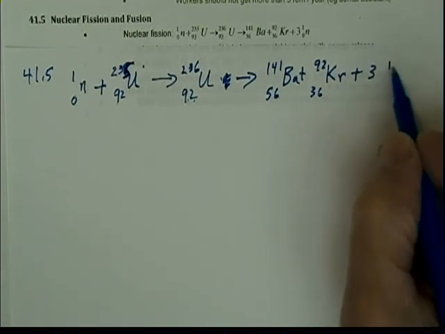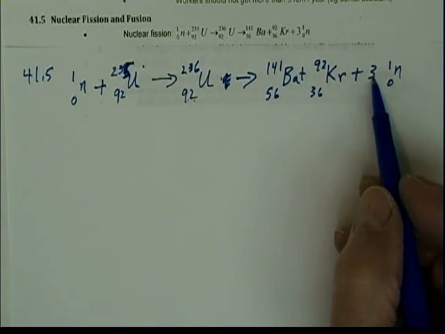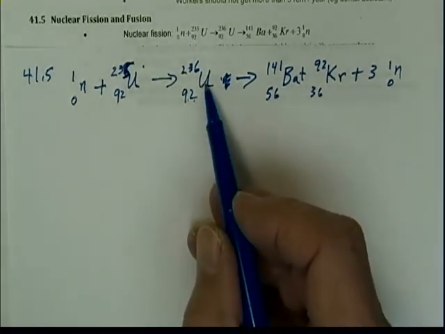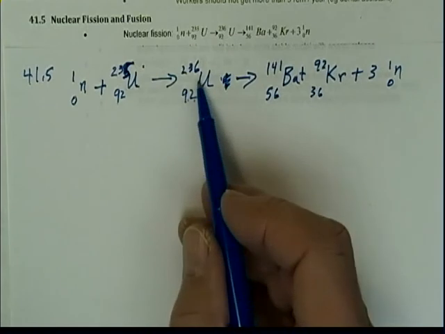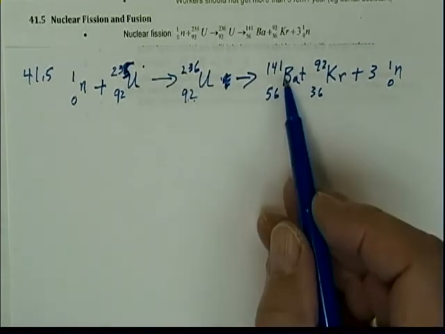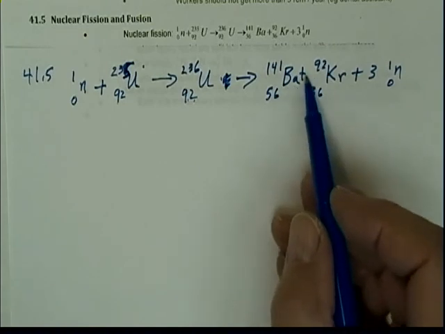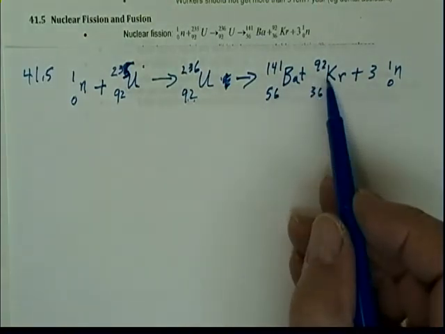I have 3 1n0s. That's how we write that. If we have more than one of something, we write it as 3 times that or 2 times that. So I have taken this uranium, basically, thrown in a neutron. It became excited, it decayed, and it split apart into 2 almost equal. The barium is somewhat larger than the krypton, but it's split into almost equal nuclei.